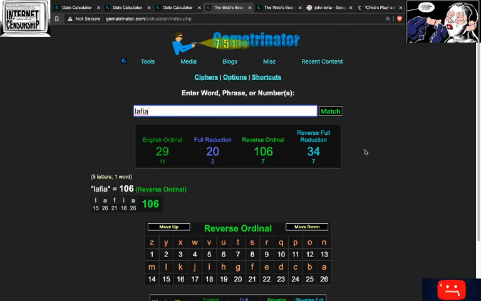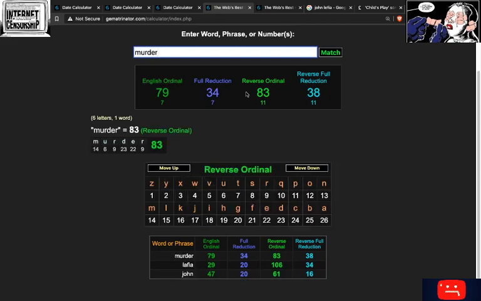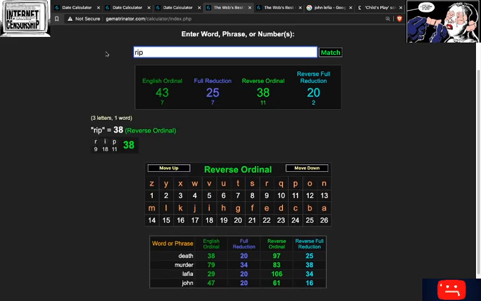29, 20, 106, and 34. So just in the four base ciphers in full reduction, the rules of numerology: John 20, Lafia 20, 34. He's dead on the 29th, reportedly. April 29th, Lafia's 29, 34. 34 like murder. Now, I don't really know if this is exactly what's going on, but it makes you wonder. Death is 20, right? Like his last name. RIP, 20 and 25, 38, like murder.